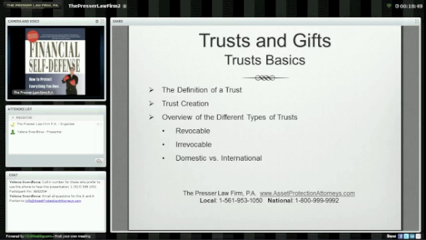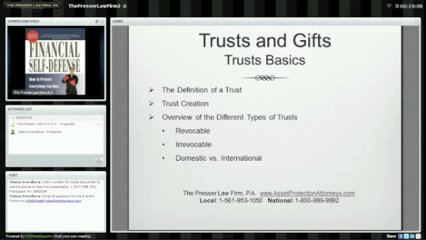And we'll talk about there's some other players involved. There's someone called a protector that you can ultimately implement, and we'll talk about that a little bit later in the presentation. Just the different types of trust that we'll talk about today. There's the revocable trust, the irrevocable trust, and then there's a domestic and international trust.